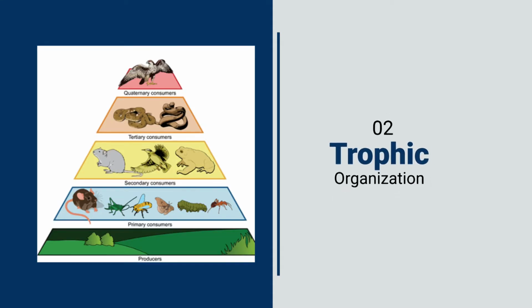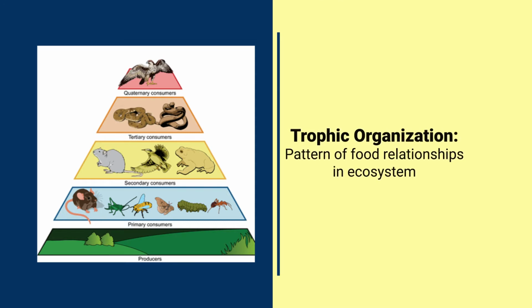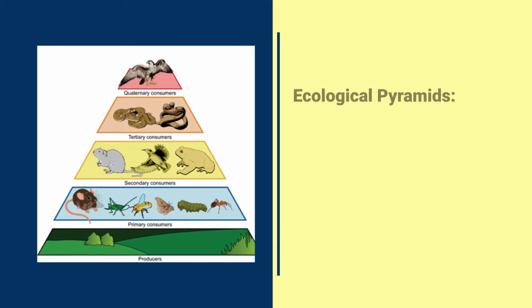The second ecosystem structure is trophic organization. What is trophic organization? Trophic organization is the pattern of food relationship in an ecosystem. It can be graphically represented by means of what we technically call ecological pyramids.